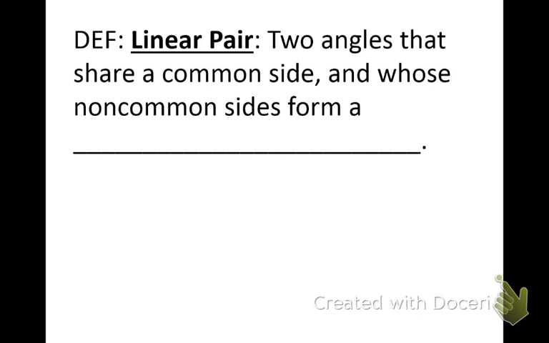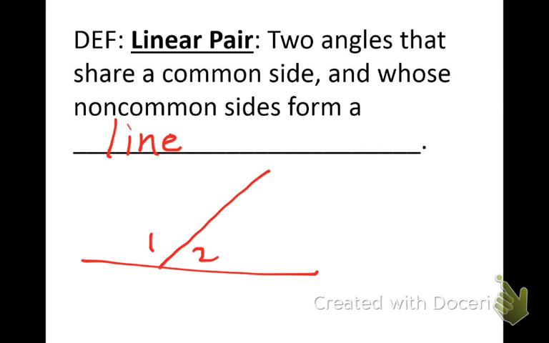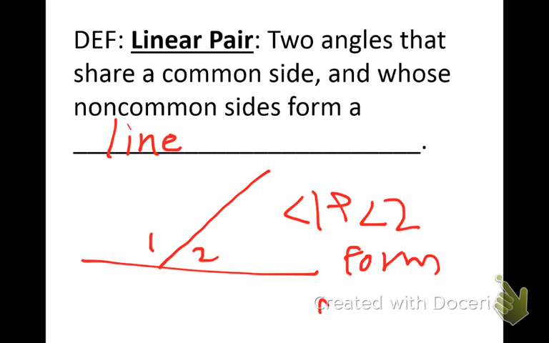Linear pair: 2 angles that share a common side and whose non-common sides form a line. A linear pair looks like that. Angle 1 and angle 2 form a linear pair in that picture. Linear pairs are always supplementary. That's something else you can say about them.